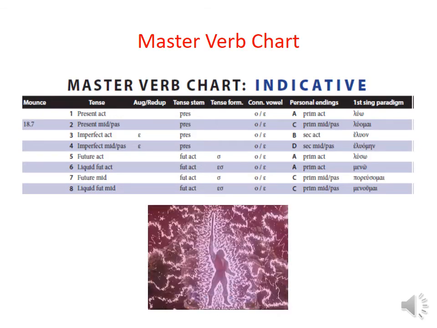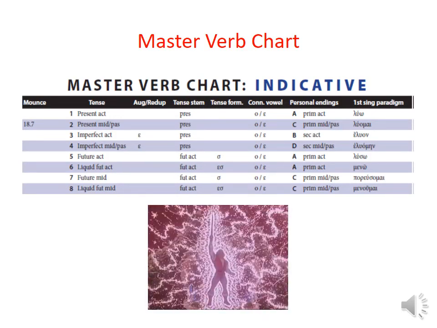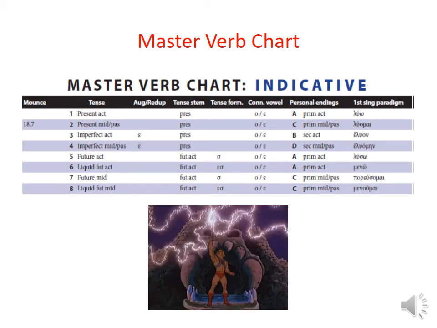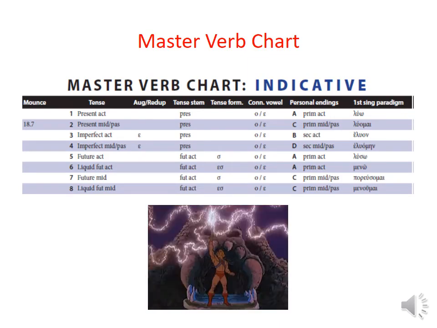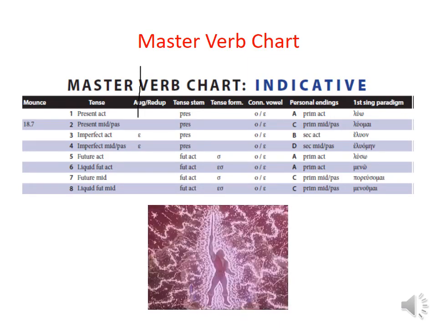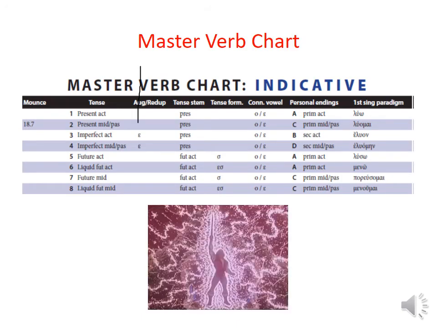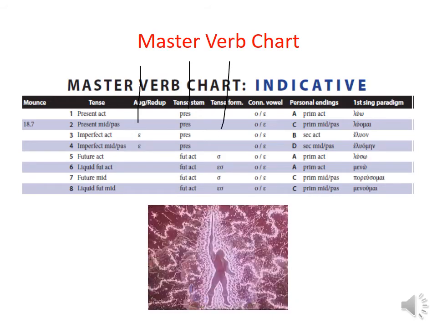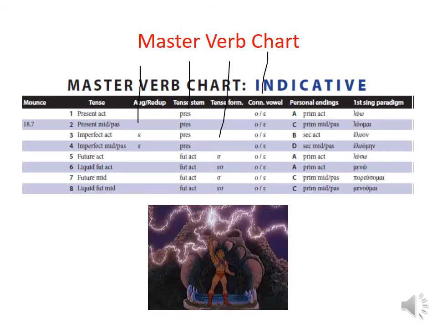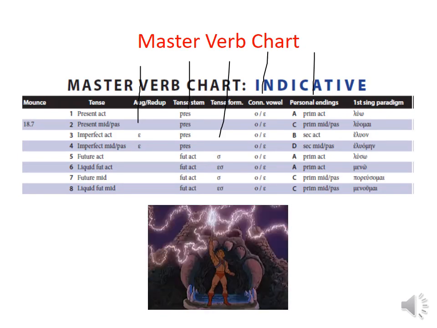Okay, so continue memorizing the master verb chart. And here's a certain strong man filling the master verb chart with its power, and he will fill you too. So here's the augment column. So far, only the imperfect active and imperfect middle passive use an augment. This tells you which tense stem to use, what the tense formative is, how to find the connecting vowel, which set of personal endings to use. A nice tool, and beautifully put together, I might add.